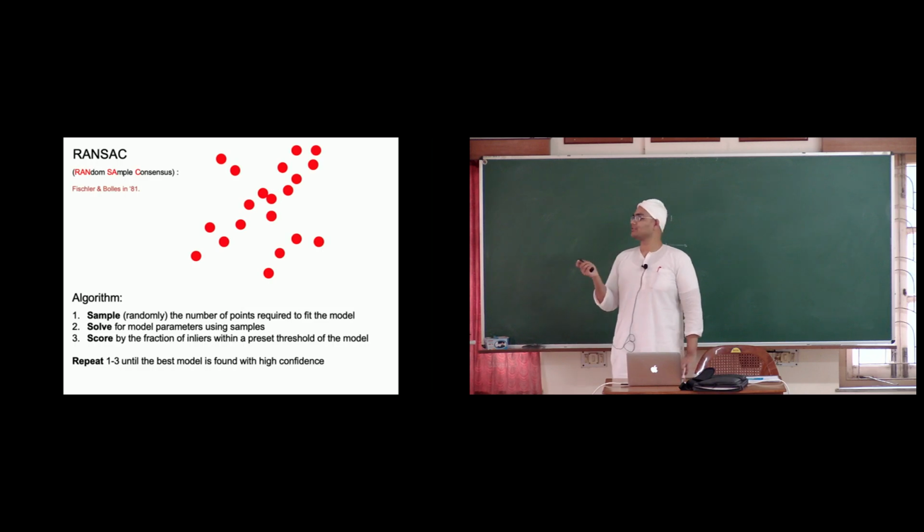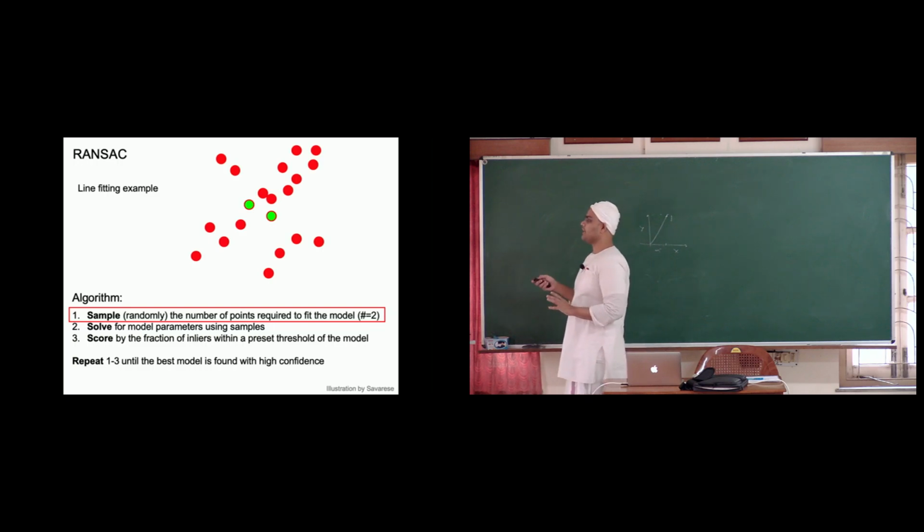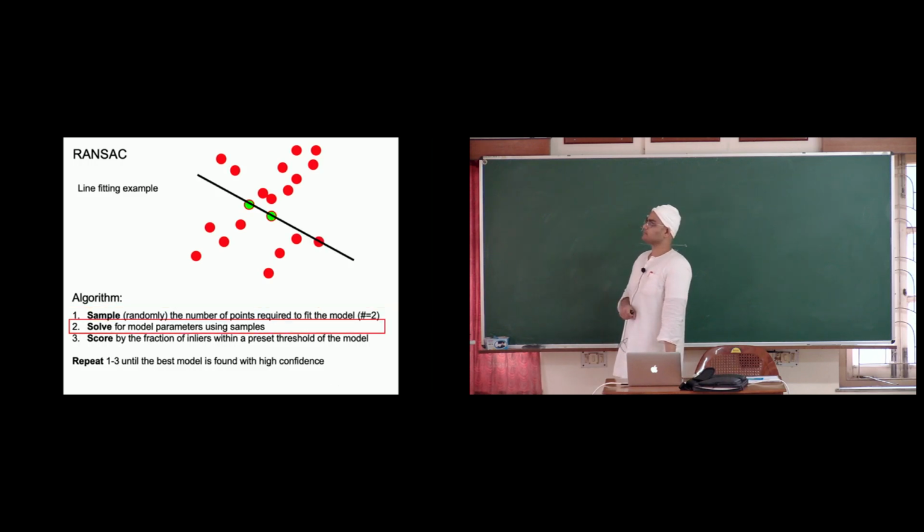All you are going to do is you have these many points, you want to fit a line. All you do actually is just sample randomly. No need to see what is happening. Sample the number of points required to fit the model. In this case, for fitting a line, how many points do you need? 2. Just pick 2 random points. You do not need the perfect one. Take 2 random points. And then solve for model parameters using the samples. So if I have these 2 points, I can solve for the model parameters.